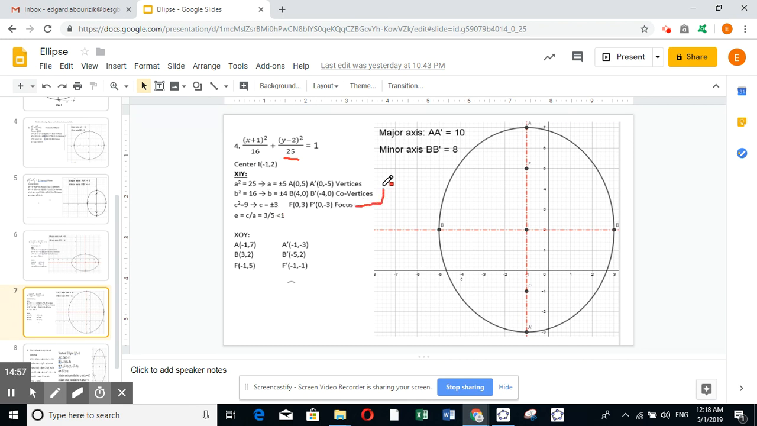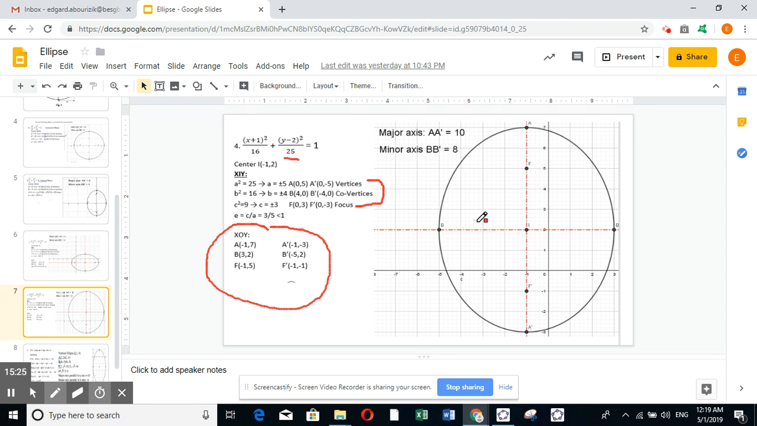And always the foci follow the vertices. It will be (0, 3), (0, -3). Eccentricity c over a is 3 over 5. The major axis, parallel to the y-axis, equals 2a, which is 10. The minor axis, parallel to the x-axis, equals 2b, which is 4 times 2, is 8. I want them with respect to x, y, so as I did before, I add -1 to every x and I add 2 to every y.